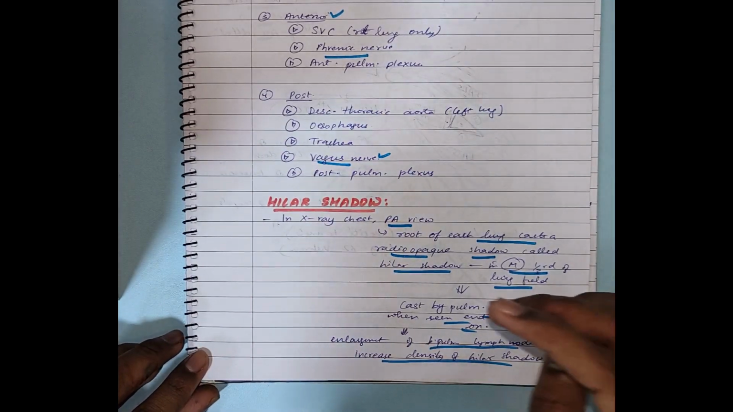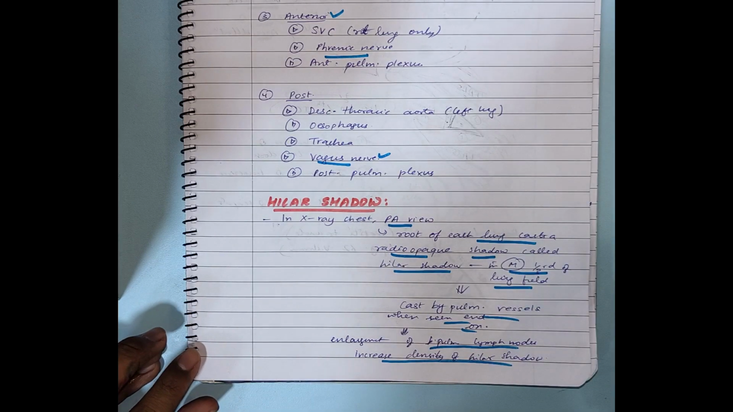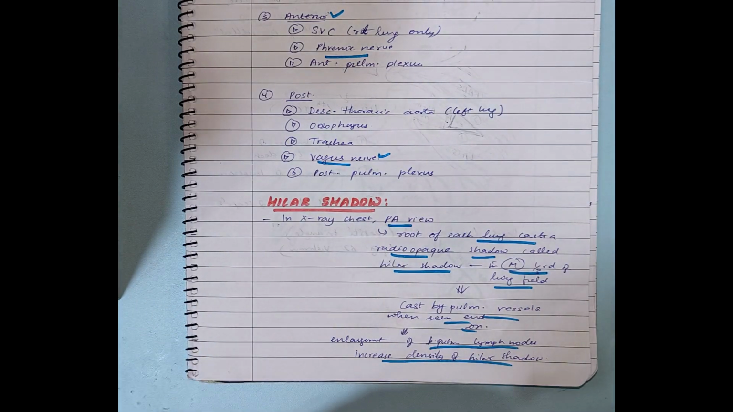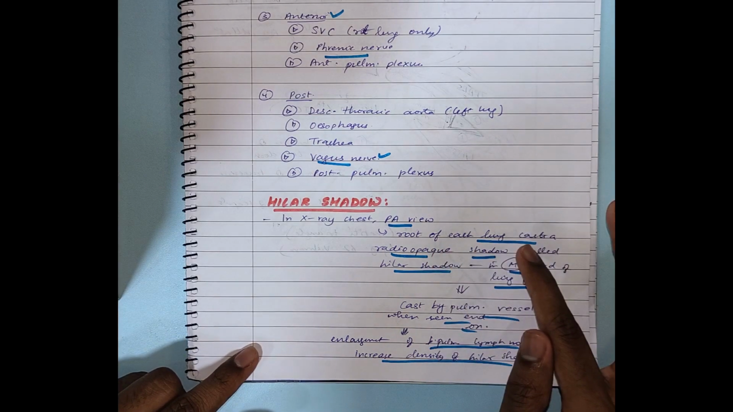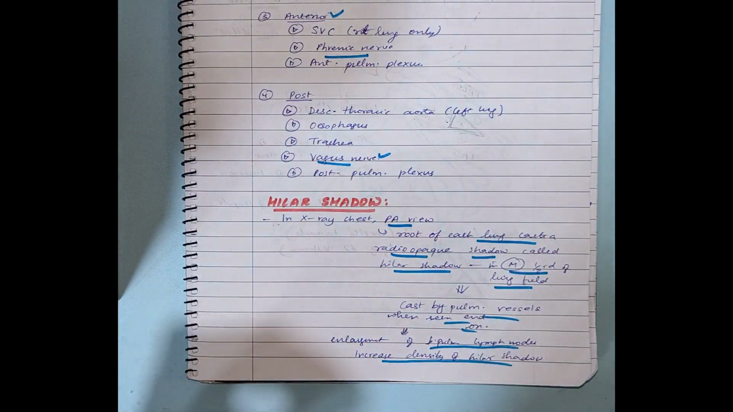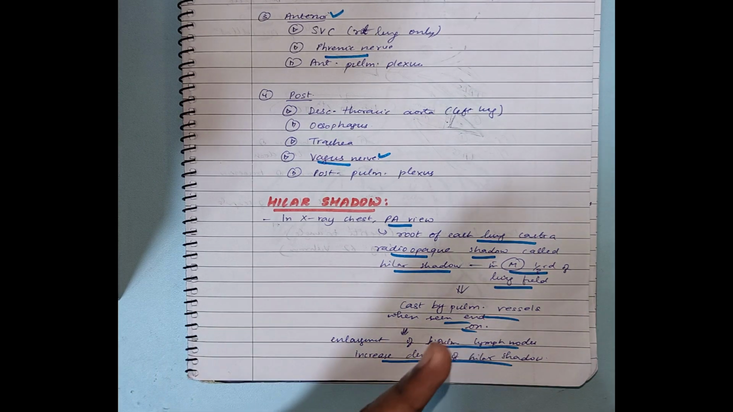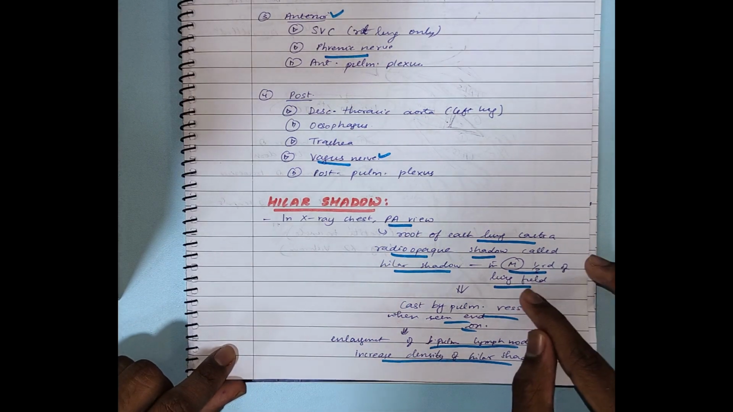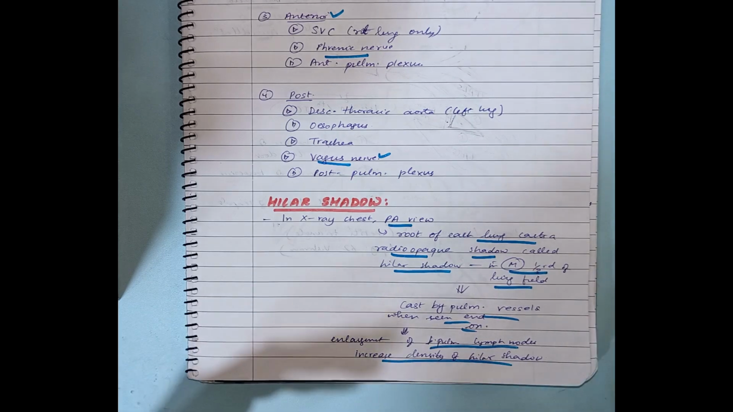So lastly, let us talk about something known as hilar shadow. When you take an X-ray of the chest, the posterior anterior view, the root of each lung casts a radio opaque shadow, which is known as the hilar shadow, in the medial 1/3 of the lung field. So how is this important?